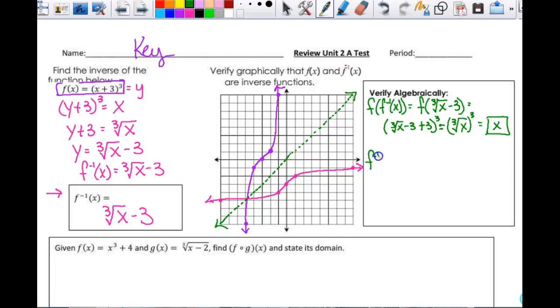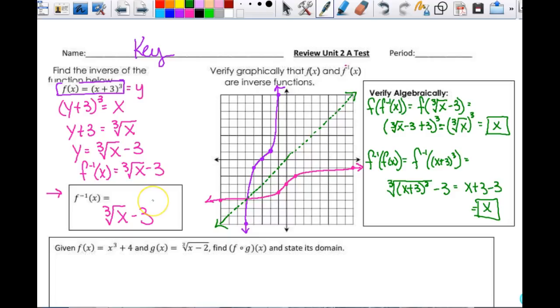So I have to now show that f inverse of f of x also equals x. So this would be f inverse of x plus 3 cubed. So when I substitute that in, I'm going to get the cube root of x plus 3 cubed minus 3. So that's going to give me x plus 3 minus 3, which equals x. Okay, so I have found the inverse, verified it graphically, verified it algebraically.